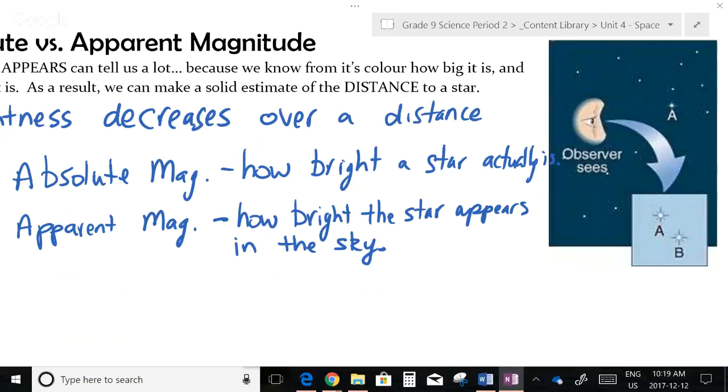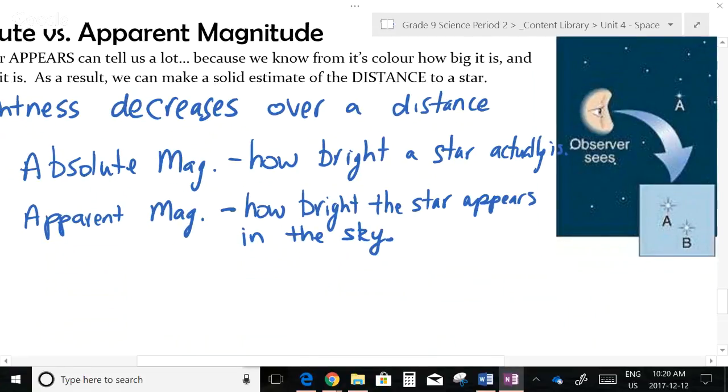If we see a red star, like Betelgeuse in the sky, Betelgeuse is one of the big stars in our sky. Betelgeuse is red, which means it's a relatively cool star, which means it's bright or dim? Dim. But it looks really bright to us. What must be true about it then? It's got to be close. Does that make sense?